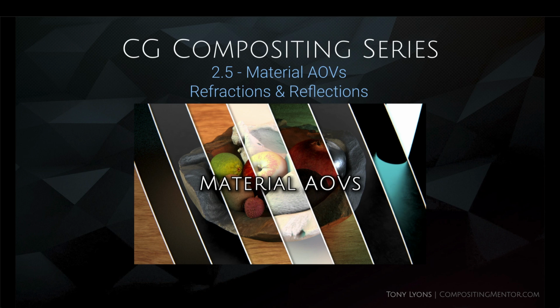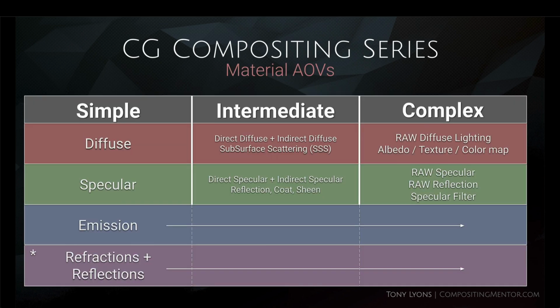Today we're going to be continuing on with material AOVs and talking about refractions and reflections. So if you remember from this graphic that I had about the simple, intermediate and complex ways to separate the material AOVs, which we have gone over in previous videos, so if you haven't seen those, go and check those out. But always in the bottom there was emission, which stayed the same. Basically, it doesn't get broken down further. And then, as an exception with this little asterisk, we have refractions and reflections.